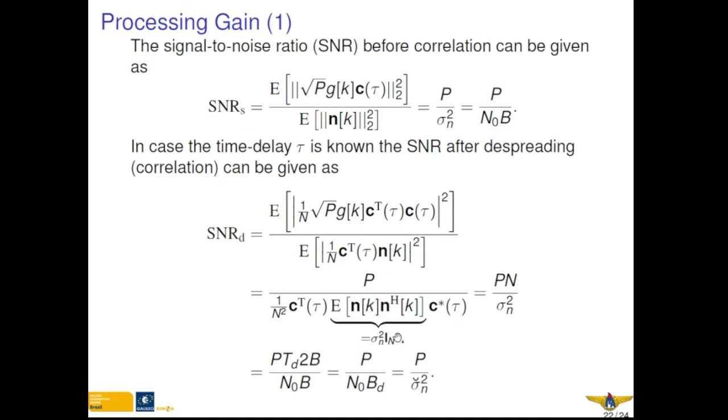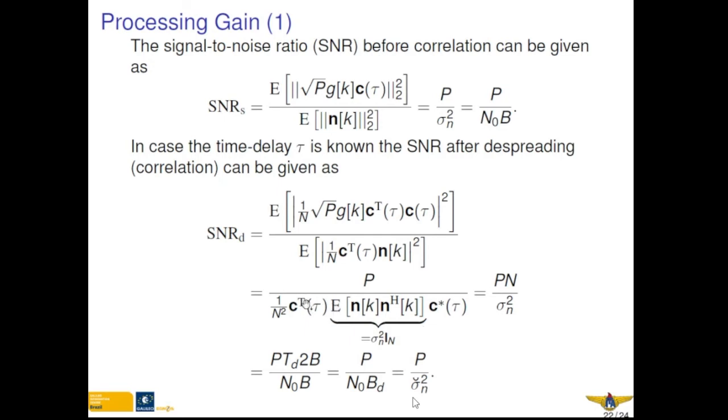And in the denominator, we have 1 over n squared, because we have the absolute value squared. In the middle, the only random part is the noise, because the C of tau is deterministic in this case. This can be rewritten as the expectation of n times n Hermitian, where Hermitian is the transpose conjugate. So this is the identity matrix of dimension n times sigma n squared.